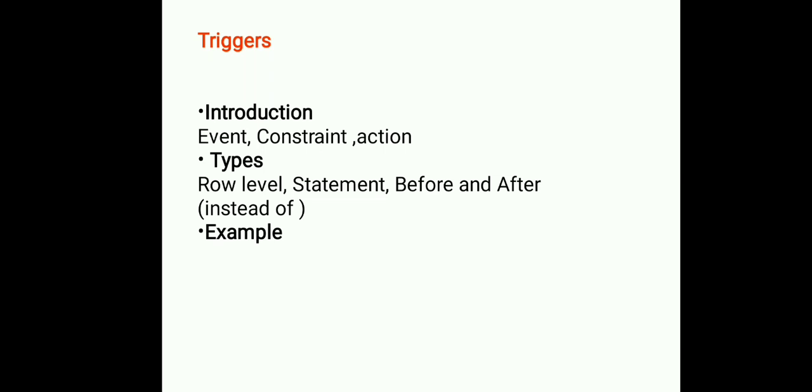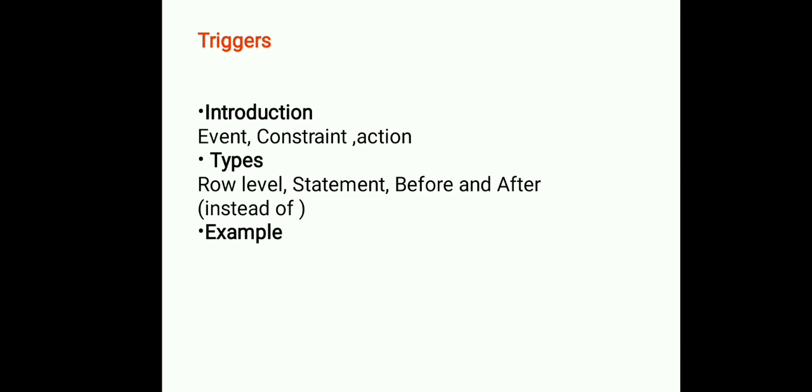So row level trigger itself says it fires once for each row affected. It uses the FOR EACH ROW clause. They are useful if the trigger action depends on the number of rows affected. Okay. Second is the statement level trigger. A statement trigger fires once, irrespective of the number of rows affected in the table. So they are useful when the trigger's action does not depend on the number of rows affected.